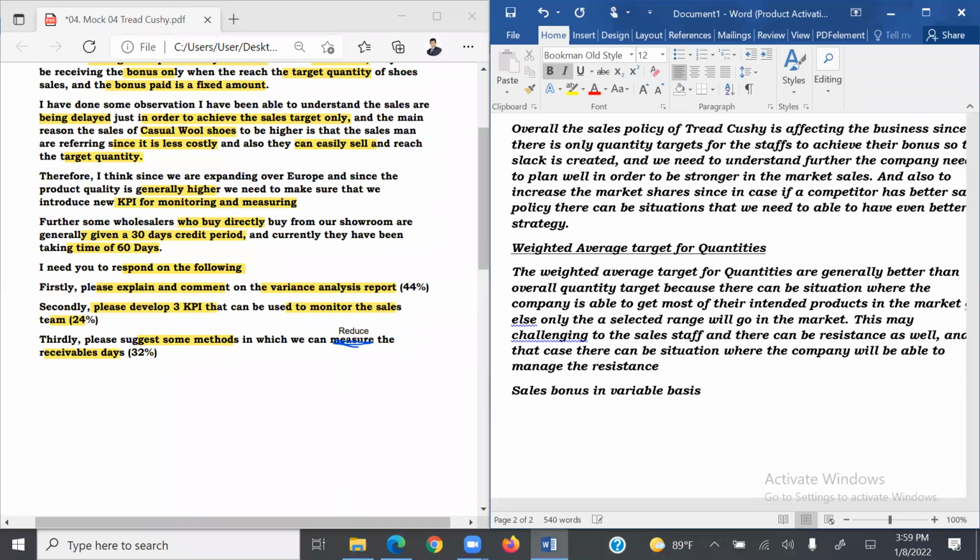Students, do you agree with me? Because when it is a fixed bonus, what happened? They achieve the target, finish. But if it is a variable bonus, students, they will be more and more motivated to sell more and more, so that they will be getting more and more income. Are you understanding the point of view there, students? Sales bonus on a variable basis. Are you clear with that, students?